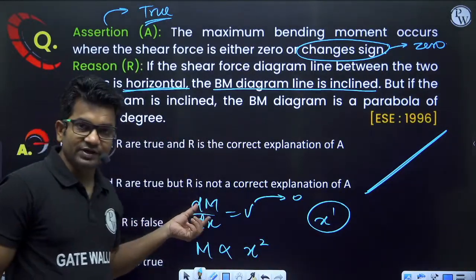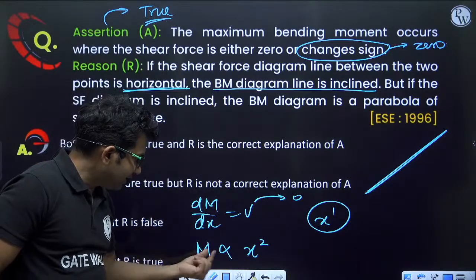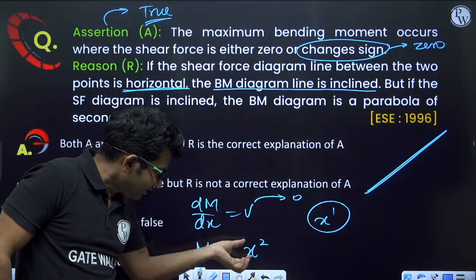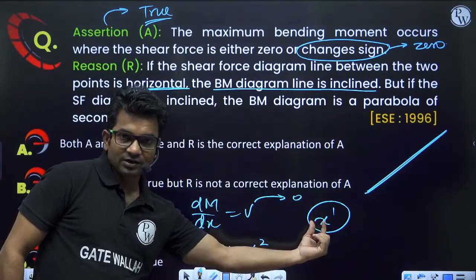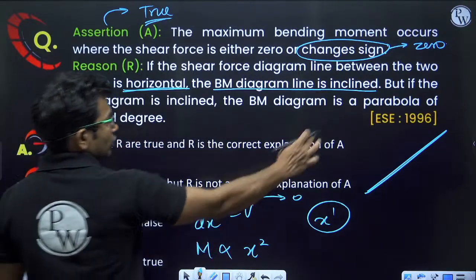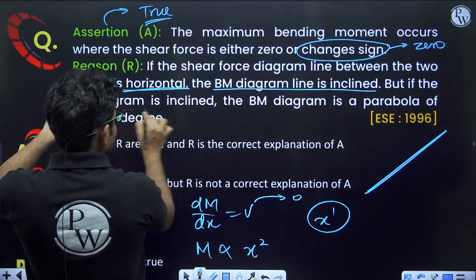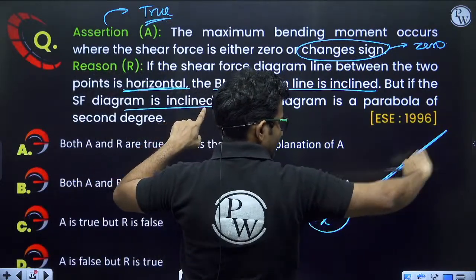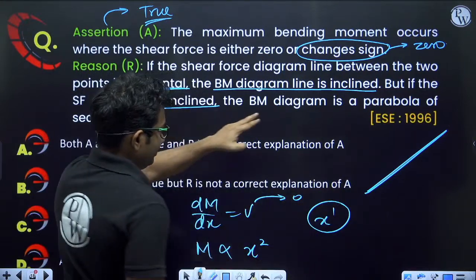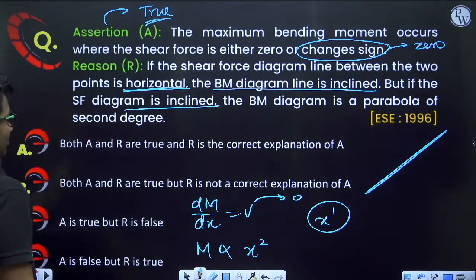That is because the derivative of bending moment gives shear force. If I differentiate here, it will become linear. So if this is linear, then this will be parabolic. If the shear force diagram is inclined, inclined means a line of constant slope. That means the bending moment diagram is a parabola of second degree.